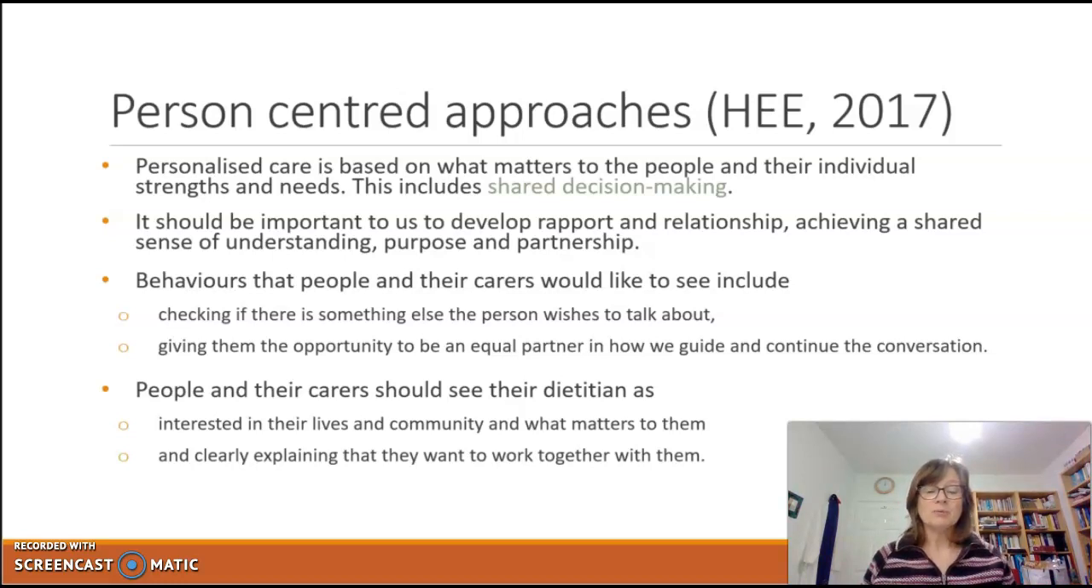And what people and the carers have said they want to see is that we check with them, is there something else they want to talk about? We give them opportunities to be an equal partner in that conversation and how that conversation goes forward. And what they're wanting to see in their dietitian is someone who's interested in them and their lives, their communities, what matters to them, and clearly explaining right from the very beginning that we want to work together with them. So it's not an add-on, it's core, and it comes from the very beginning.